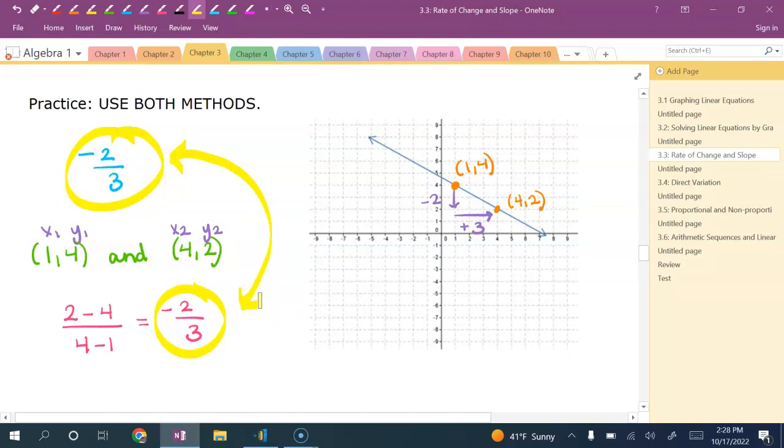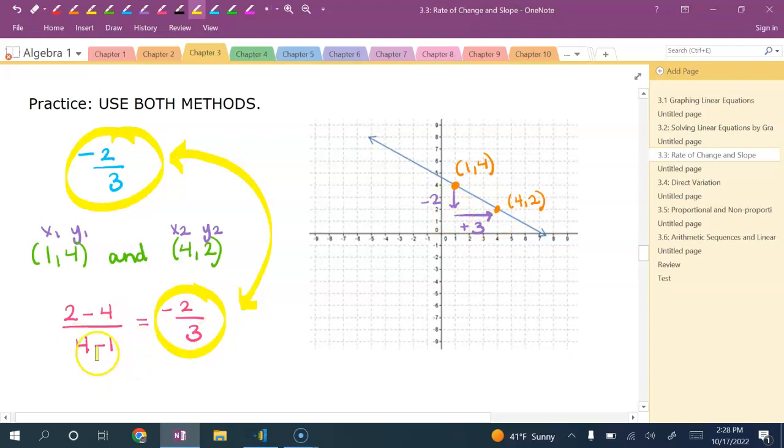So going forward, if a problem specifies how they want you to find slope, then I would just use the method that they ask for. But if you can choose, I'm okay with you, if it's on a graph, using either of those methods. So you can either count the spaces between the points, or you can use the formula.